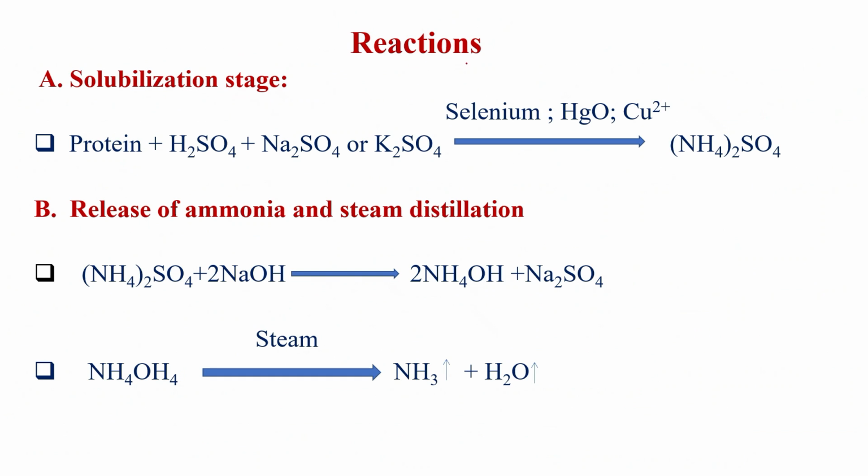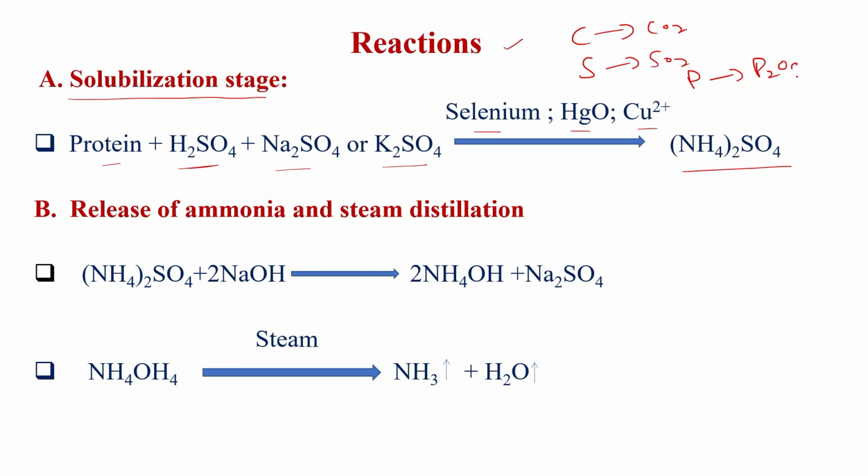So let us see the reactions, because for any experiment reactions are a very important part, so we must know the reactions. As already told, first is the solubilization stage, in which the sample containing protein is digested using concentrated sulfuric acid in the presence of sodium sulfate and potassium sulfate, or using selenium, mercuric oxide or copper as catalyst, and we will have ammonium sulfate formation. Carbon will get converted to carbon dioxide, sulfur to sulfur dioxide, phosphorus to phosphorus pentoxide, and hydrogen to water vapor. So elements are getting converted to their respective oxides, and nitrogen will get converted to ammonium sulfate.